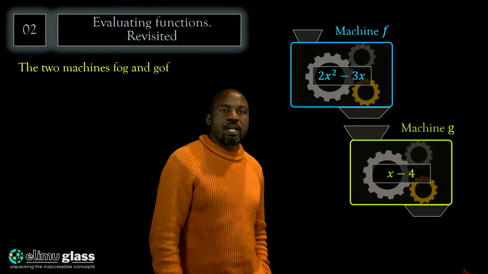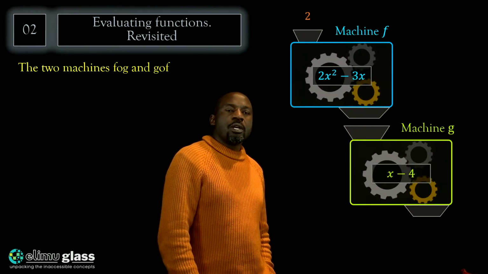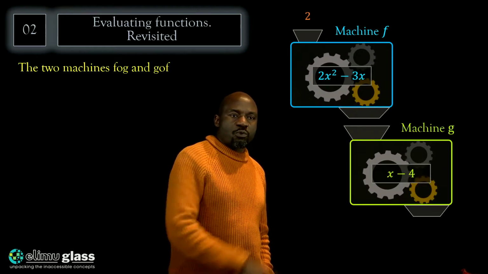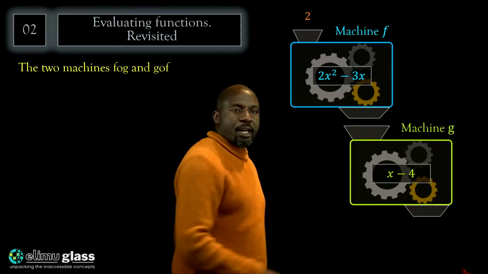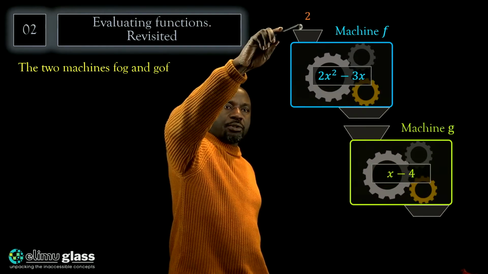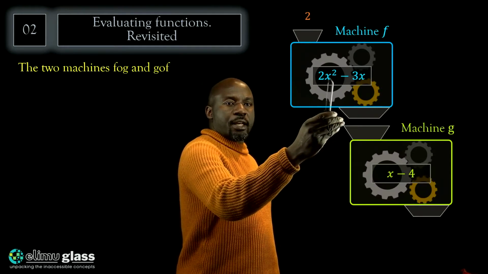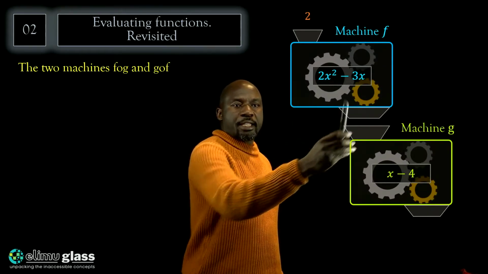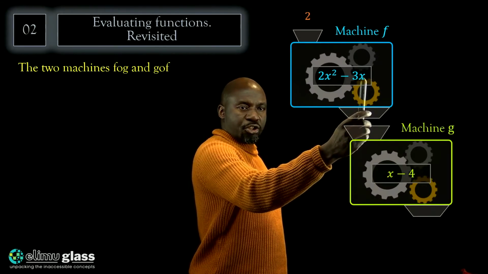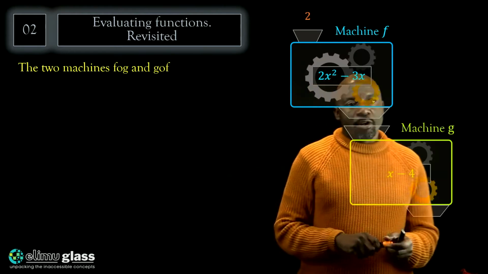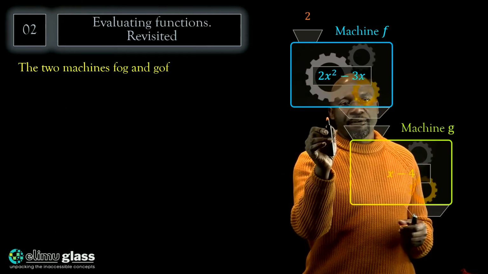So here is the first one. Let's start with the 2. What do you think will happen? You can pause the video and think about what we will get out there. If we put the 2 there, that becomes 2 squared, 4 times 2 is 8, 8 minus 6 is 2. So I expect 2 to come off here.